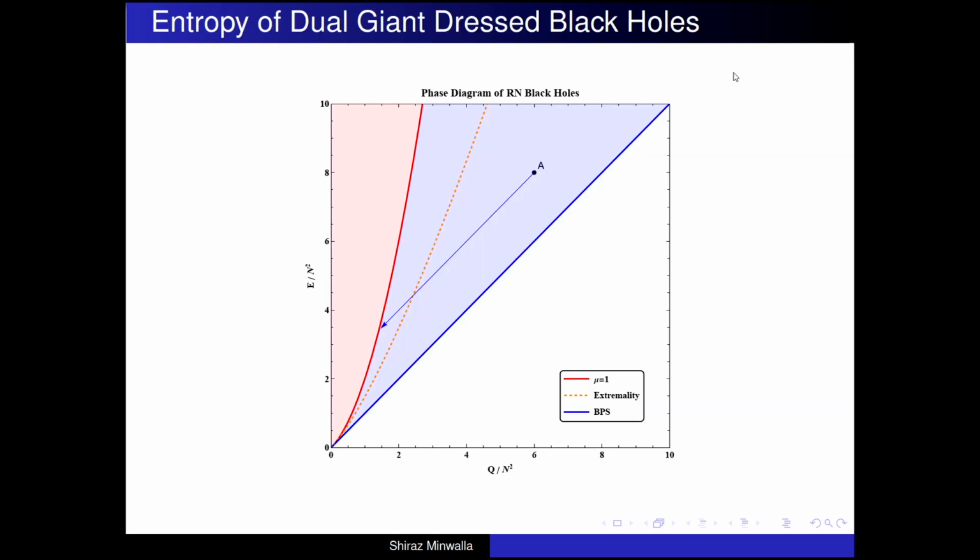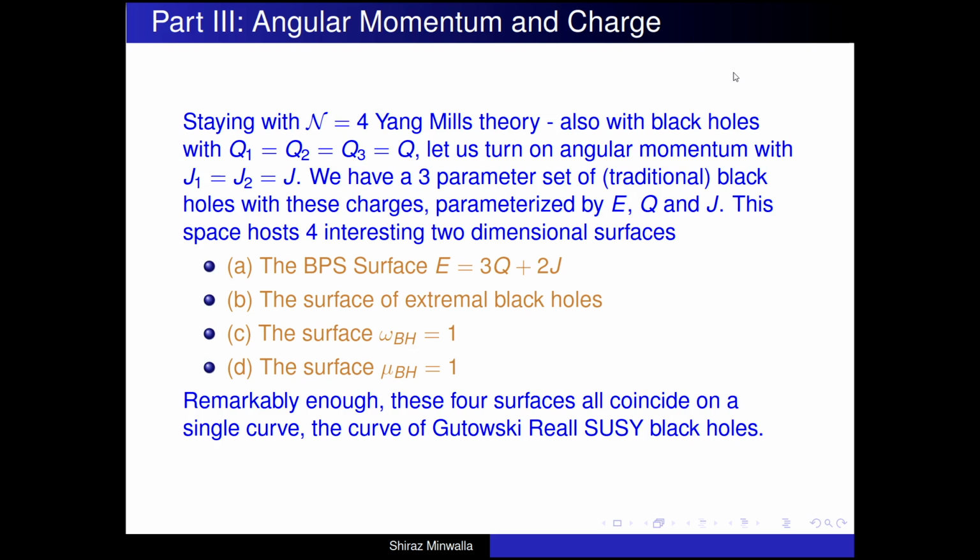And in fact, the entropy of charge in the presence of these dual giant gravitons is given by a picture exactly analogous to the one we had for angular momentum. You should draw, in the region where mu goes larger than 1, all the way up to BPS, this 45-degree line. Wherever you hit the mu equals 1 curve gives you your entropy. Fantastic. Part 3. Okay. Now, what about when you have both charge and angular momentum?